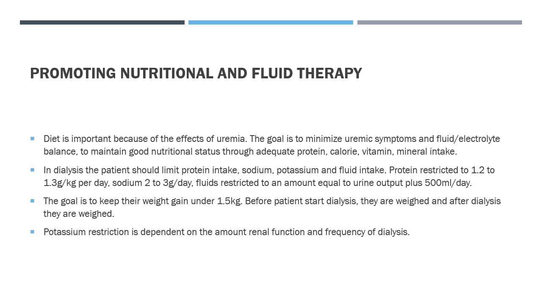So the goal is to keep their weight gain under 1.5 kilograms, and normally before a patient starts dialysis they are weighed, and after they finish dialysis they are also weighed. Potassium restriction is dependent on the amount of residual renal function and the frequency of dialysis.